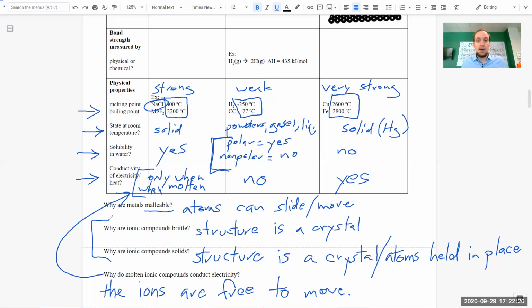Okay, guys. That was kind of long, but that's a lot of information. So that is a comparison and contrast of the three main types of bonds we're going to discuss in this class: ionic, covalent, and metallic.